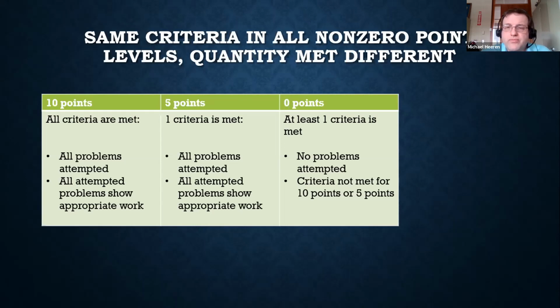And then, in the 0 points, you just want to make sure that you've covered your bases. So either nothing was attempted, which obviously should be a 0, or a student didn't meet the criteria to earn either 10 points or 5 points based off of the rubric that's here. And it's very nice to have that criteria not met in there, because by doing that, students can say, okay, oh, I didn't get there. That's why I'm at the 0. And it's very clear as to why I'm in the 0, as opposed to something else.